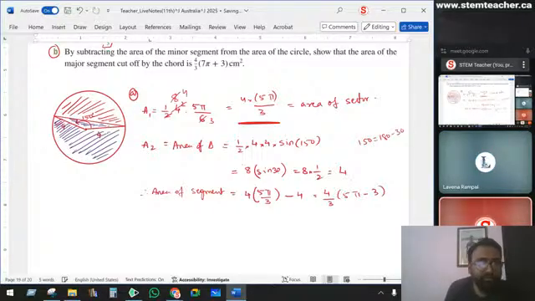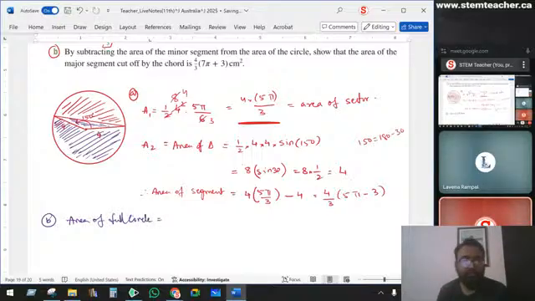So if you want to get the area of the major segment, you have to take the full area minus the area of the sector. Full area minus area of sector. Then you will get the remaining portion. What is the full area if the radius is 4 for part B? Area of the full circle. What is the area of the circle?